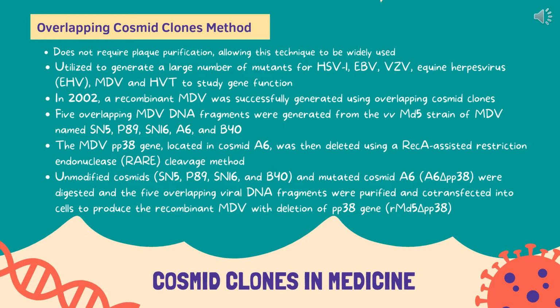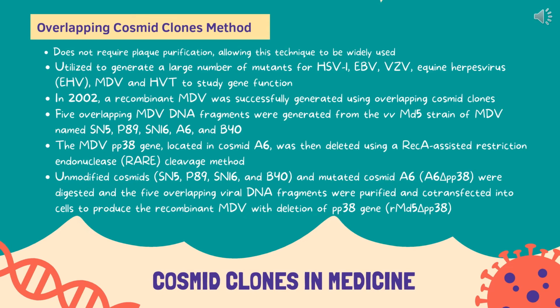In 2002, a recombinant Marek's disease virus, or MDV, was successfully generated using overlapping cosmid clones. In the study, 5 overlapping MDV DNA fragments were generated from the vv-MD5 strain of MDV after digesting with different restriction enzymes, which were cloned into cosmid vectors, generating overlapping cosmid clones named SN5, P89, SN16, A6, and B40. The MDV pp38 gene located in cosmid A6 was then deleted using a RecA-assisted restriction endonuclease or RARE cleavage method.